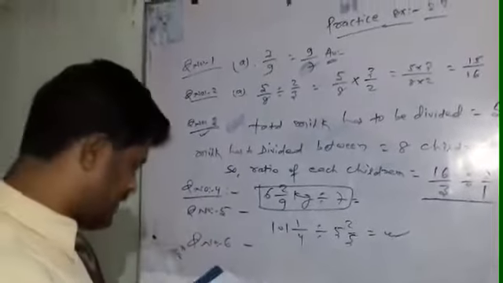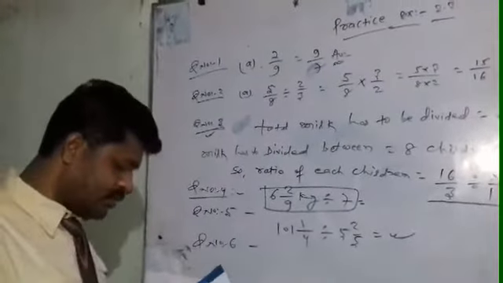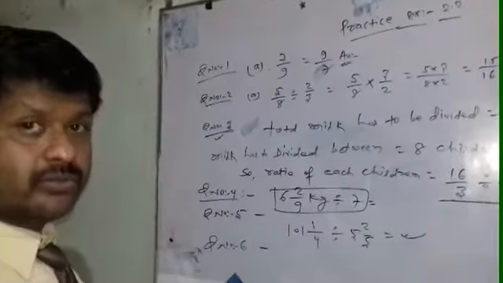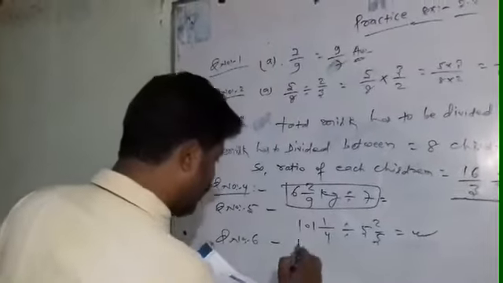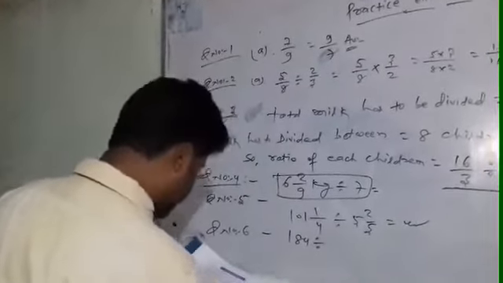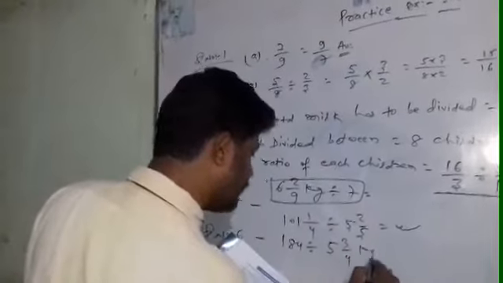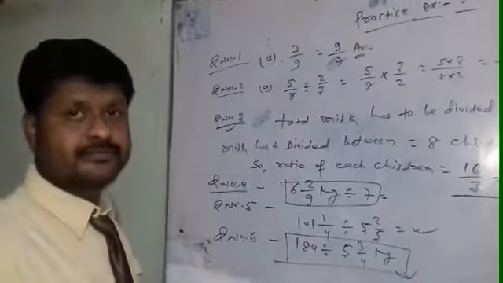Question number 6 says that the cost of 5 whole 3 by 4 kg of mangoes is 184. Find the cost of 1 kg of mangoes. That means this will also be division. 184 will be divided by 5 whole 3 by 4 kg, and when you solve this, then you will get your answer. Okay.